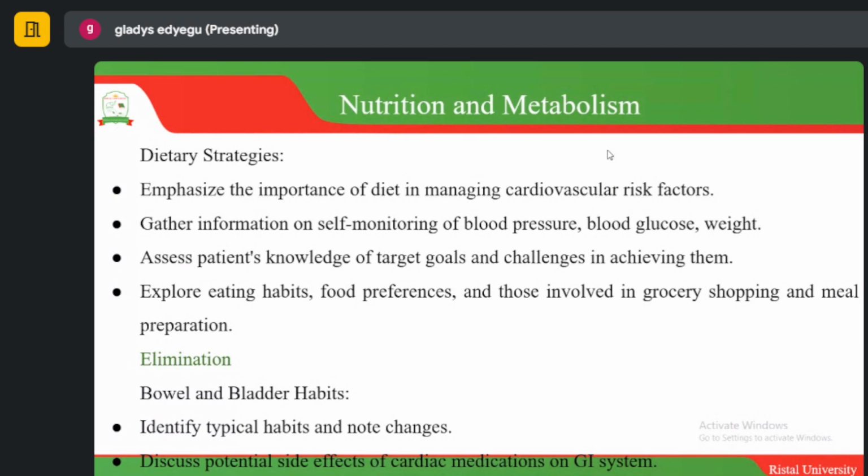Then elimination, bowel and bladder habits. They should always be able to empty their bladder and bowel. At the time you feel you want to go to the toilet, please go and relieve yourself. Otherwise, it can predispose you to urinary tract infections and cause more harm than good to the urinary system. So identify the typical habits and any changes. You have to find out from the clients, talk to them, find out their challenges, and advise them accordingly in relation to bowel and bladder habits.